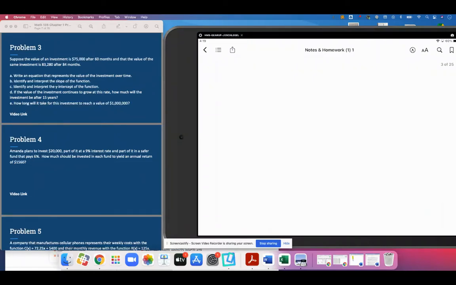Suppose the value of an investment is $75,000 after 60 months, and the value of the same investment is $83,280 after 84 months. So it looks like we've got 2 points. So I can already tell we're going to be needing to do something with point slope form. So I'm going to get ready for that.